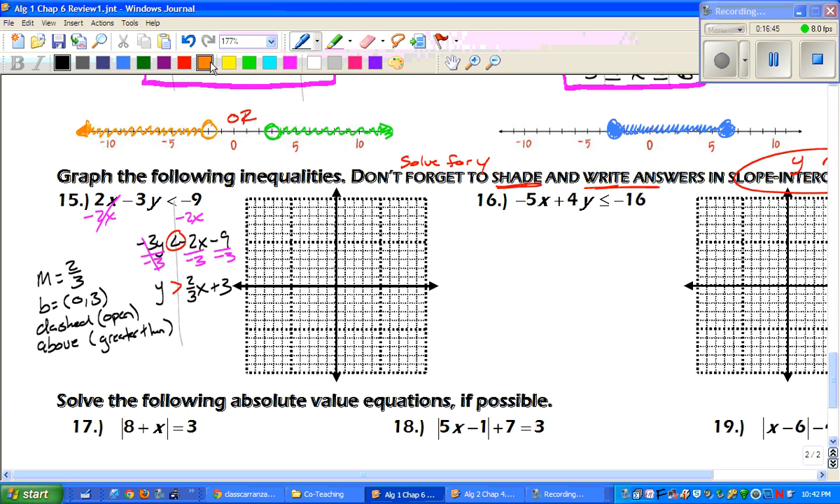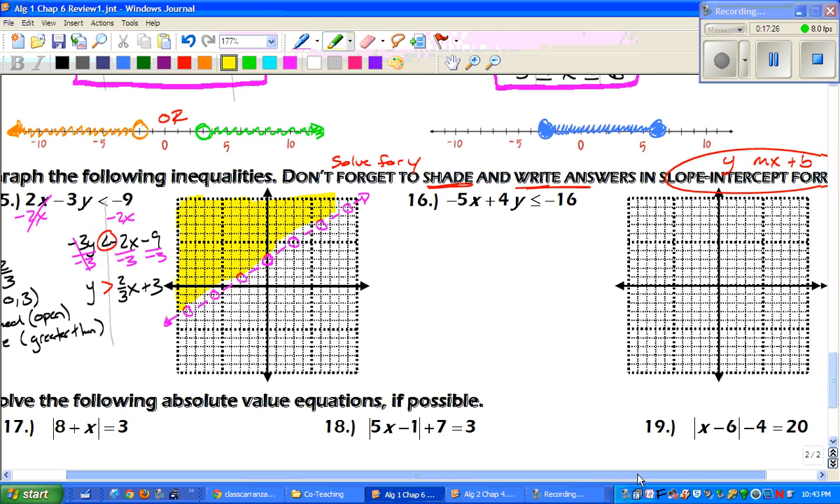So at 3, we're open. And then we're going to go up 2 over 3. Up 2 over 3. And I'm just going to keep that pattern going. It's going to be a dashed line. And then we said to shade above. And there you go. Let's look at the next one.